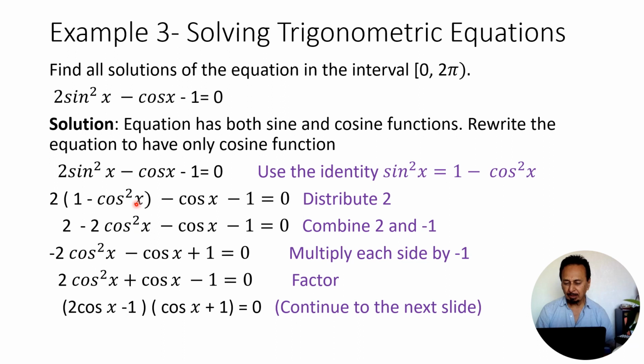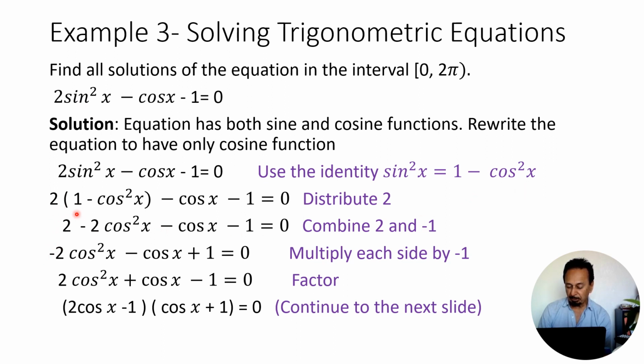Example 3. Find the solutions of the equation in the interval 0 to 2π. So we have the equation 2 sin²x − cos x − 1 = 0. Now the equation has both sine and cosine functions, so that means you cannot factor. So you have to rewrite the equation to have only either cosine or sine. Since cos x is linear and there's no formula to convert it into sin x, but we do have sin²x, a Pythagorean identity, which is equal to 1 − cos²x. So we're going to replace sin²x with 1 − cos²x.